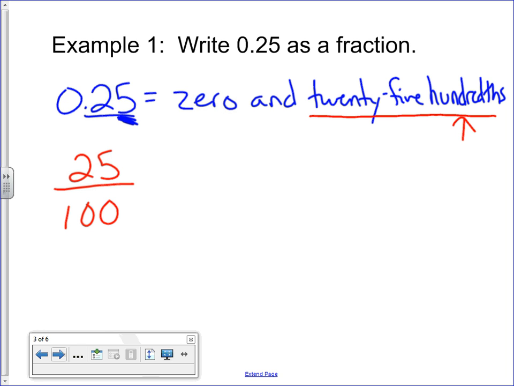Now, the only other thing we have to do after this is simplify. Here's where you're going to want to look at what you can simplify by and use some divisibility rules. I see they're both divisible by 5, because one ends in a 5 and one ends in a 0. So I can divide by 5.